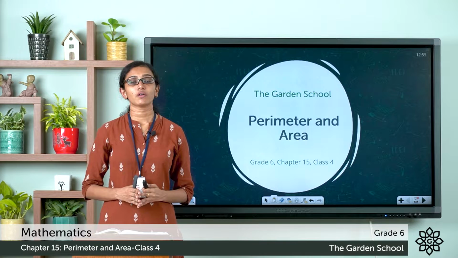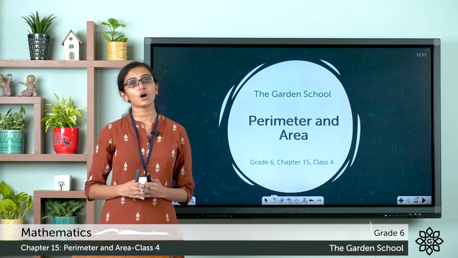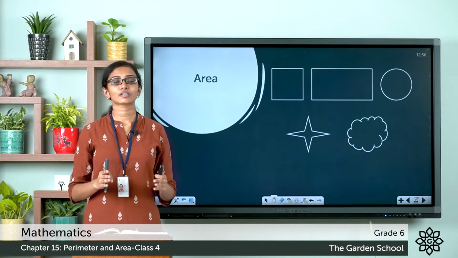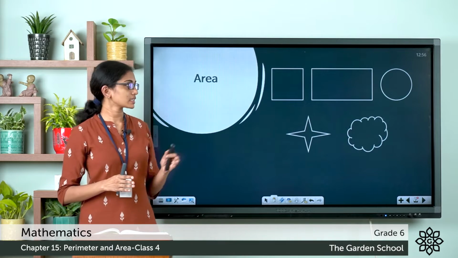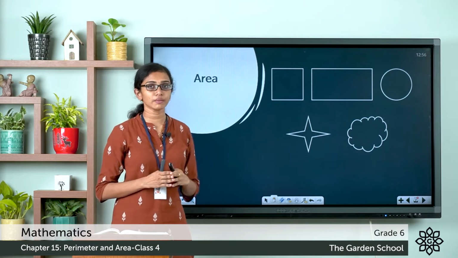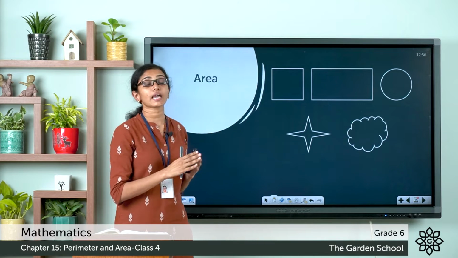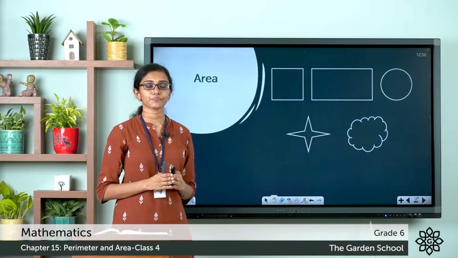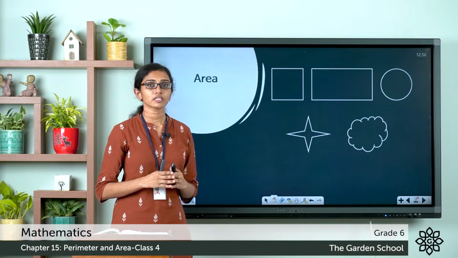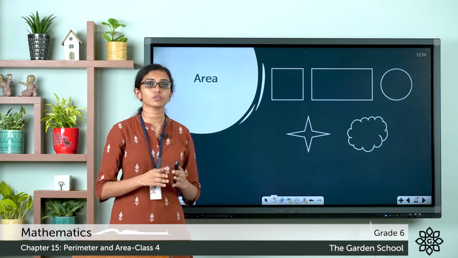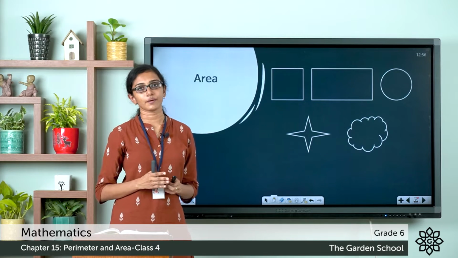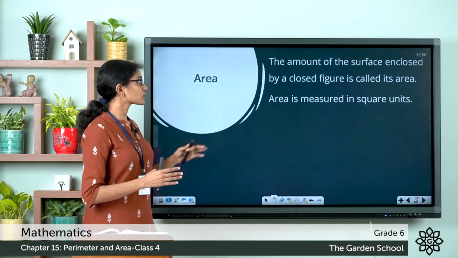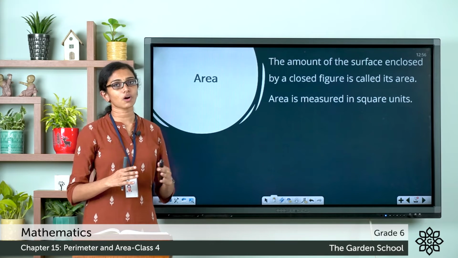Let's learn about how to find out the area of closed figures today. So here you can see a few closed figures. You can see there is an outline to each of these shapes and some space is enclosed within this outline or within this boundary. So that space covered within the boundary of a closed figure, that's called its area. So what is area? The amount of the surface enclosed by a closed figure is called its area.